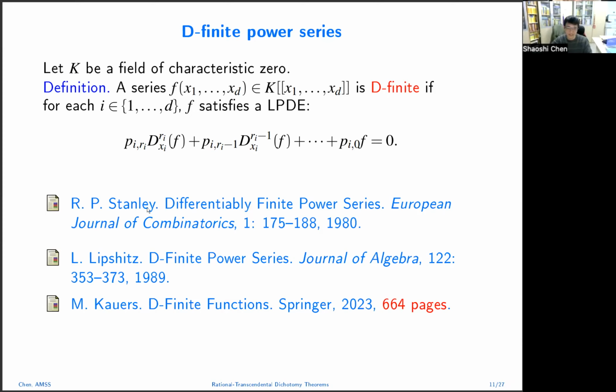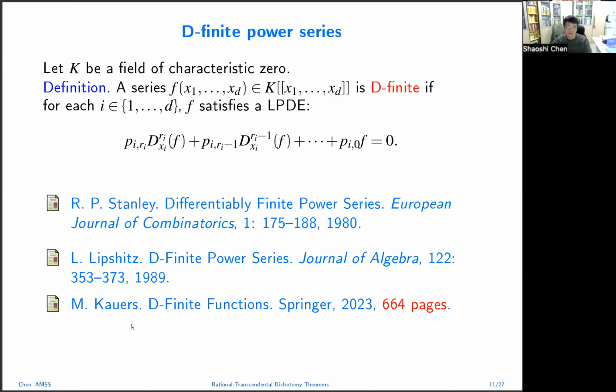This was defined by Richard Stanley in 1980 in his classical paper. The motivation is that this kind of power series appears quite often in combinatorial counting, which is why he used this name. It was also generalized to the multivariable case by Lipshitz, and there are many arithmetic and algebraic properties of this class of power series.